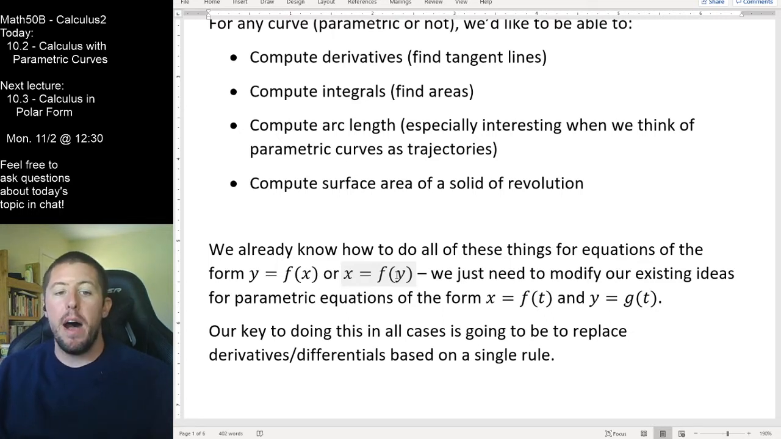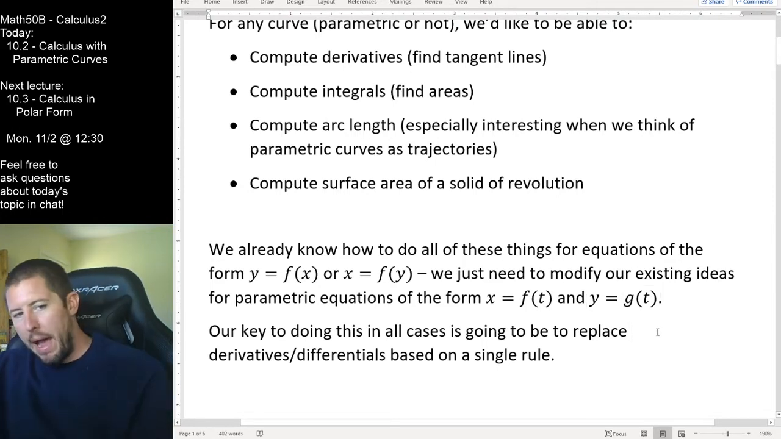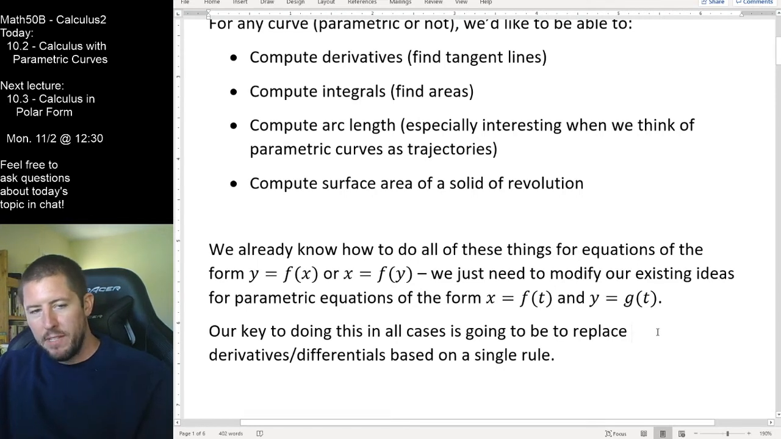What we want to do is modify all of our existing ideas to fit parametric equations of the form x equals f of t, y equals g of t. So one thing that is somewhat unfortunately important for today is remembering that f is always associated with our x information, and that g is always associated with our y information. I'm going to keep constantly reminding you of that, but in my preparation for today, this has been one of those things where I've needed to flip back in my notes and be like, wait, f is x stuff, right?